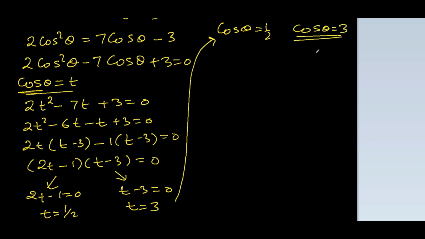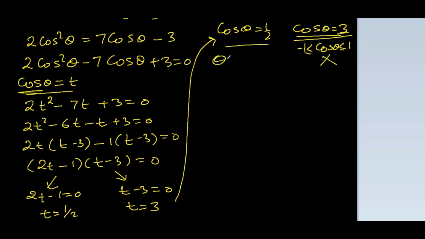Cos theta cannot be 3 because the cos theta value is always between, rather equal to also, between minus 1 and positive 1. So 3 is well outside this range, so it cannot be an answer. This is inadmissible. So we'll focus on the other one.